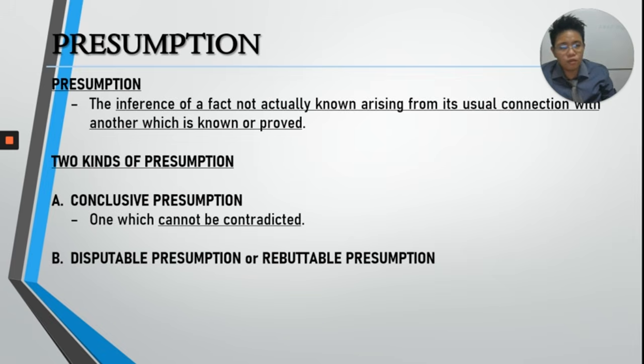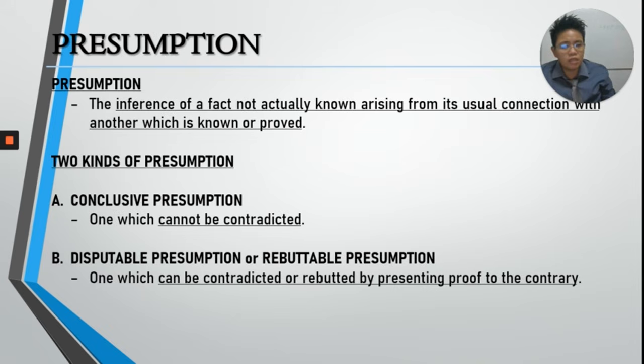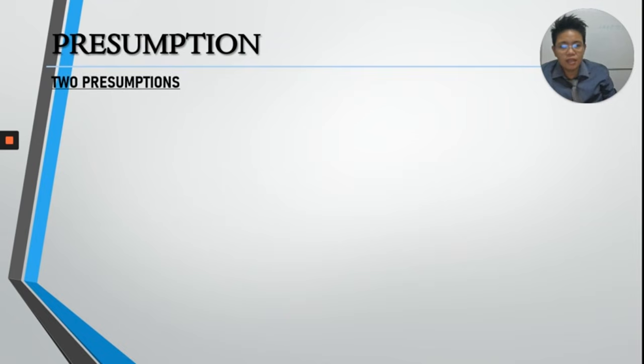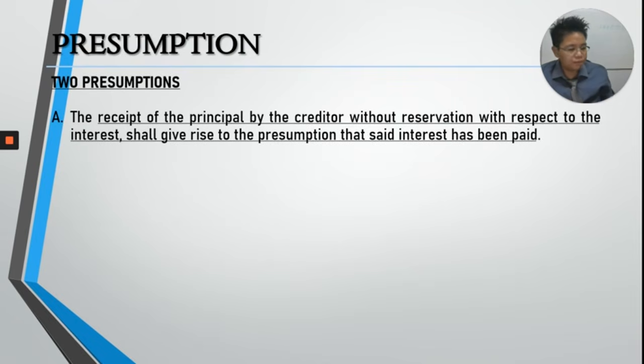Yun namang disputable or rebuttable presumption can be contradicted or rebutted by presenting proof to the contrary. Anyway, this will be explained by the presumption provided for sa article na to. So anyway, in 11, kasing article ito, medyo mahina tayo sa articles class eh. So 1176, two presumptions dito sa provision na to. Kaya natin pinag-aralan yung kinds of presumption at saka term of presumption.